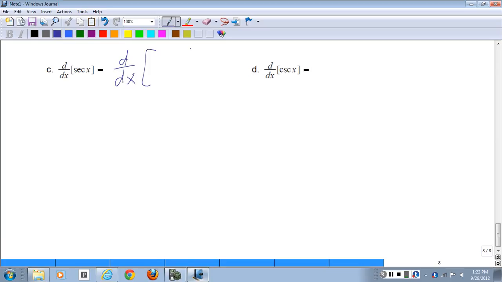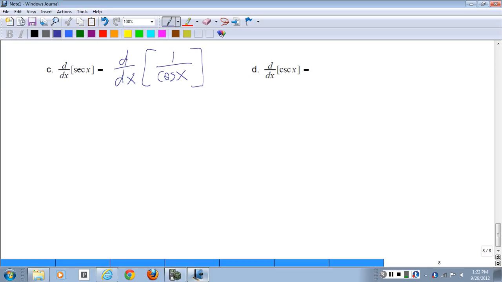How do you write secant x in terms of either sine, cosine, or what else do we know? We know, yeah, how about that? 1 over cosine. Like that. So does that make it 1 over negative sine? Well, what will have to happen is we'll have to use the quotient rule. Have to use the quotient rule here.